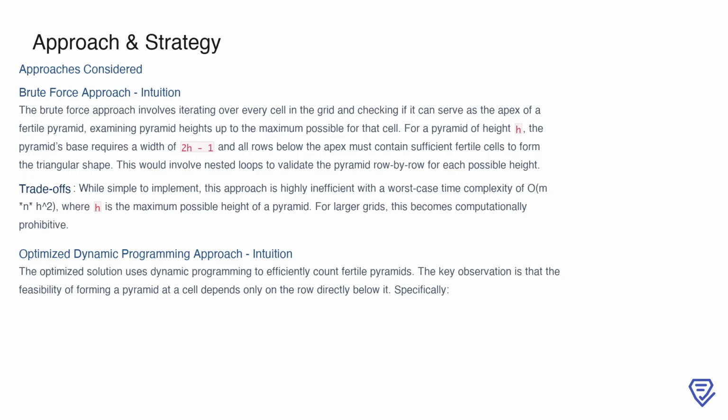While this approach is conceptually simple and easy to implement, it comes with significant drawbacks. The worst-case time complexity is m times n times h squared, where m and n are the dimensions of the grid, and h is the maximum height of a pyramid. This means that as the grid size or potential pyramid height increases, the computational cost quickly becomes prohibitive, particularly for larger inputs. This inefficiency led us to explore a more optimized solution using dynamic programming.